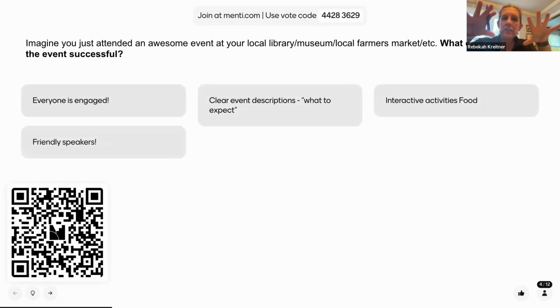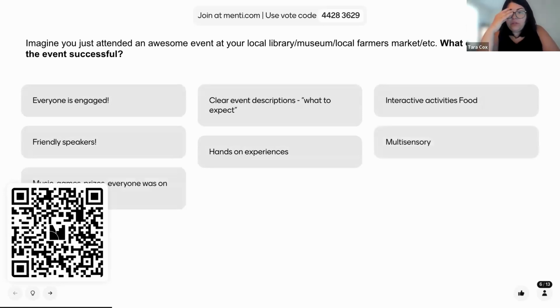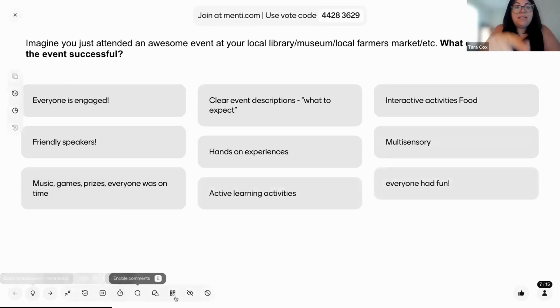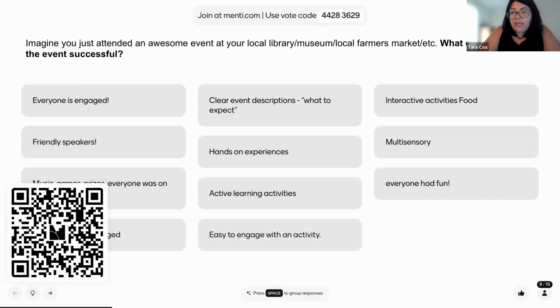Multi-sensory. Things you can touch. Multi-sensory, nice. Okay, and if you can't access Menti, you can put it in the chat or you can say it out loud as well. But I think most of you have the Menti going. Nice, multi-sensory. What's Menti? Menti is this polling website that we're using right now. If you go in the chat, Emma just put the link in the chat. You'll be able to answer this question.